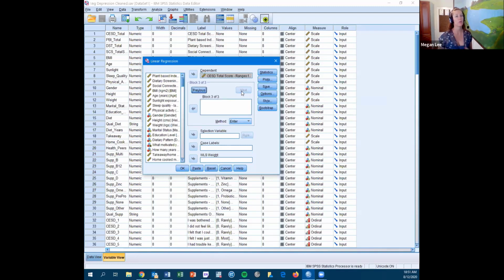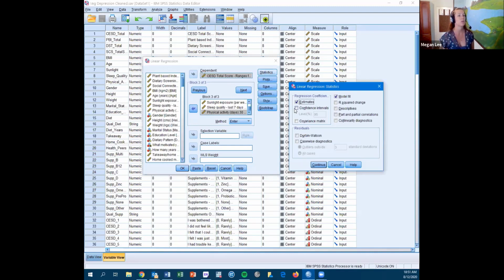And then the final model, we just want to adjust for all the other confounding variables. So we want to put in BMI, age, sunlight exposure, sleep quality, and physical activity all in together, because we just basically want to see what happens when we add all these other variables. Does diet still predict depression? And that's our model.